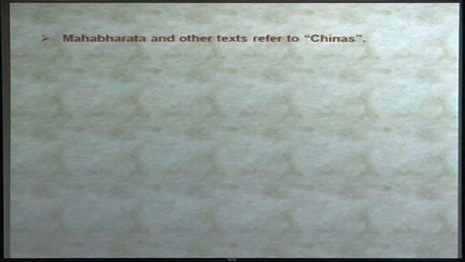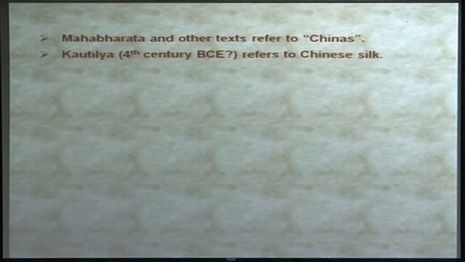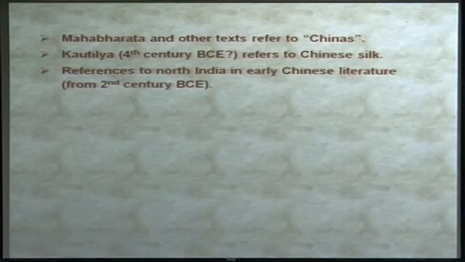The contact with China is anciently documented in India. The Mahabharata refers to Chinnas, who may be populations coming from China or northeastern regions. It's not very clear in the Mahabharata context, but Kautilya, 4th century BC probably, specifically reports Chinese silk. So we know that the networks were already established at that time. On the side of the Chinese literature, 3rd century BC, though some authors claim that there are more ancient references, I was not able to really find very genuine references, but 2nd century BC, very firm references to North India and to travels there.